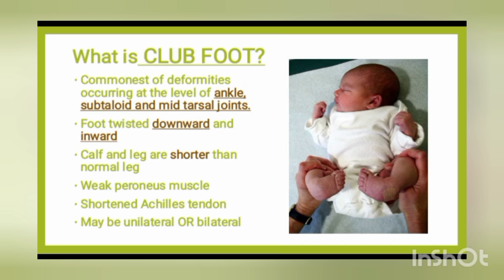The subtalar joint is a joint between the talus and calcaneum, and it is the major joint involved in the eversion and inversion of the ankle. So in clubfoot, the foot is basically twisted downward and inward, and the calf muscles of the affected leg are tighter and shorter than the normal leg. The child also has weak peroneus muscles. Peroneus muscles are those muscles which are mainly involved in ankle stabilization. When these muscles are weak, there is a great chance of ankle instability and ankle sprain.